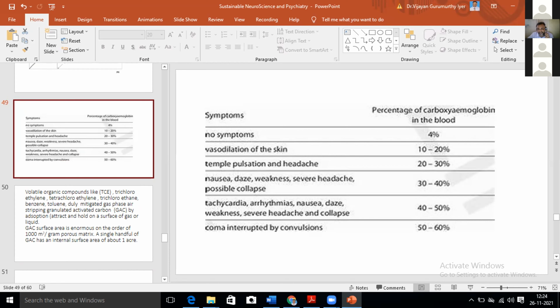If CO is increasing beyond 600 ppm, it is the coma stage. If carbon monoxide is 1 or 2 ppm, there are no symptoms. If carbon monoxide is more than 600 ppm, it becomes coma, at 50 to 60%. Similarly, if coronavirus is only at the 1 ppm threshold limit, no symptoms. But if the coronavirus potential is more than 600 ppm, it becomes coma, interrupted by convulsions.